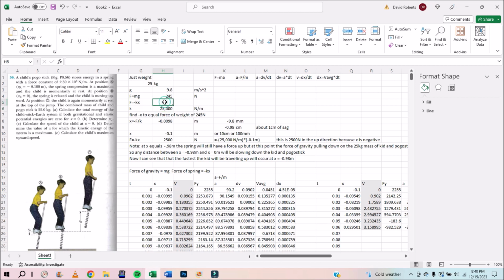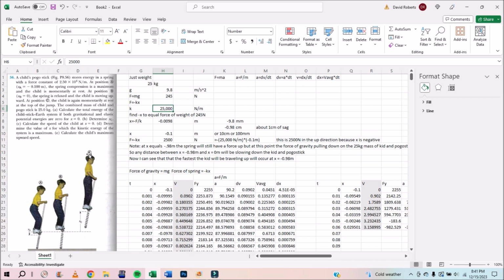So what I just want to do is say, hey, what's the force due to gravity on this kid? It's 25 kilograms in weight. So there you go. The force is just mass times the gravitational constant, times gravity, 9.8. So we get 245 newtons. Cool. Now we can analyze what a spring does. Well, its force is just this number times the distance that you compress the spring.